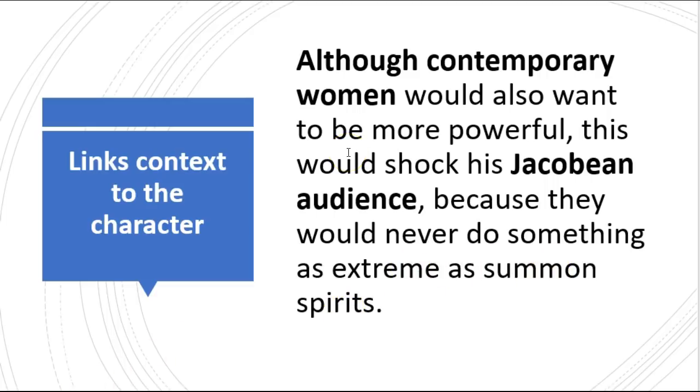Now, this is a more sophisticated explanation because it doesn't take the audience as one entity. It says, well, there are different kinds of people within Shakespeare's audience, and one part of the audience that he's trying to reach are Jacobean women. What would they make of it at the time?